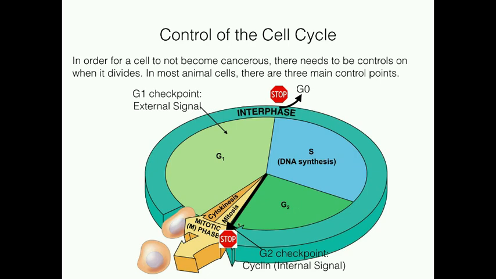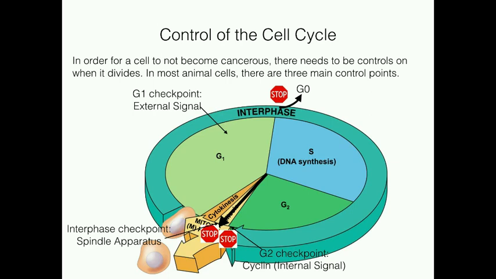Once you pass the G2 checkpoint, because cyclin is made slowly and it builds up over time, and then when you get enough of it, you can pass through this checkpoint. Then you move into mitosis. And that is where the third checkpoint is. This happens during, I know that says interphase, but this actually happens during metaphase.